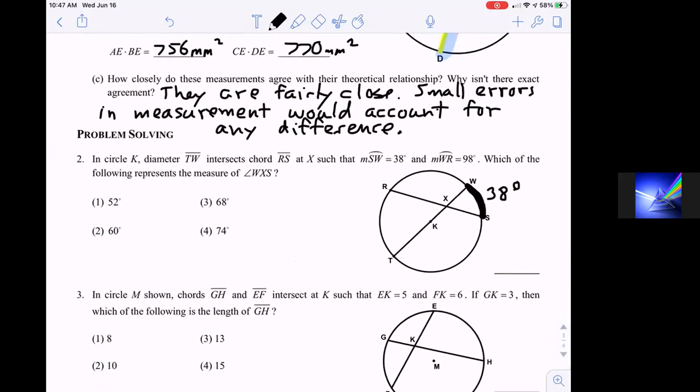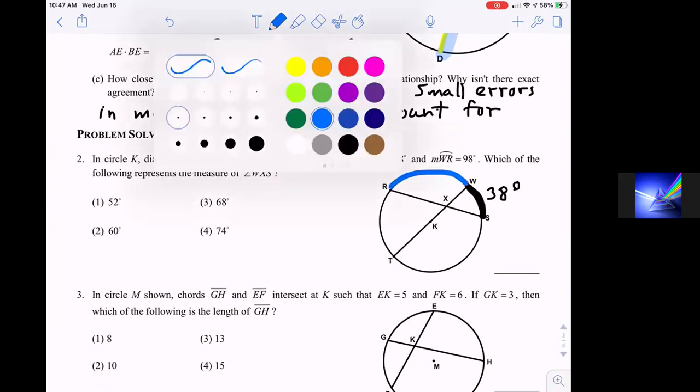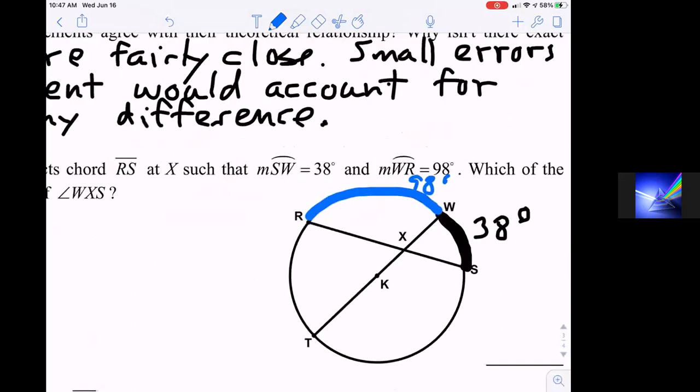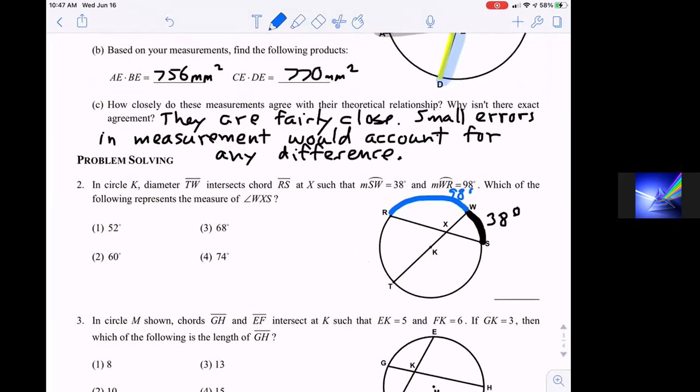We're also told the measure of arc WR is 98 degrees. So let's find WR. I'm going to color code that one in blue. WR would be this one here. And from a central angle, that one would measure out to be 98 degrees. So if we drew a line from here and here, that would measure out to be 98 degrees.